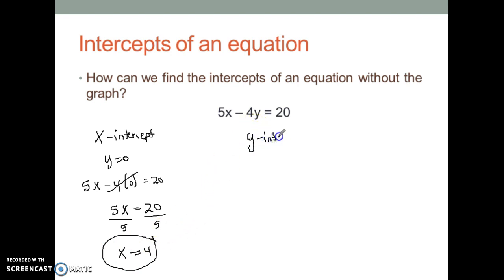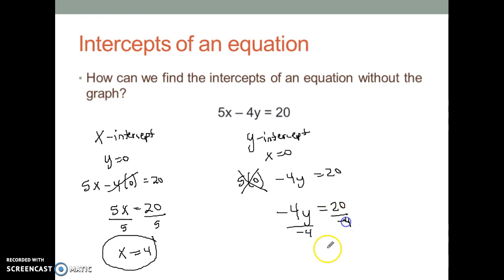Now to find the y-intercept, I do the same thing, but this time I plug in 0 for x. So x equals 0. So 5 times 0 minus 4y equals 20. If this equals 0, I still have a minus 4y. Watch for this. This is a common mistake. A lot of times students will drop the negative, but that subtraction goes with the 4. So a negative 4y equals 20. Dividing by a negative 4 makes the equation y equals -5. So my y-intercept is at -5, meaning it's crossing my y-axis at -5.